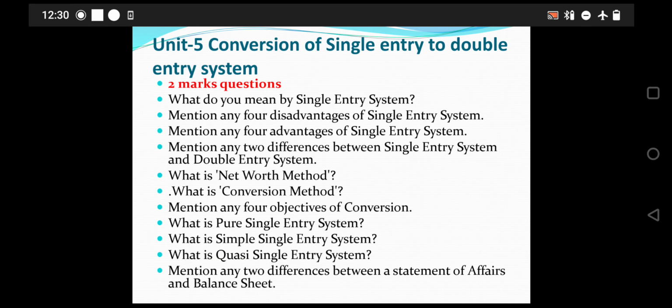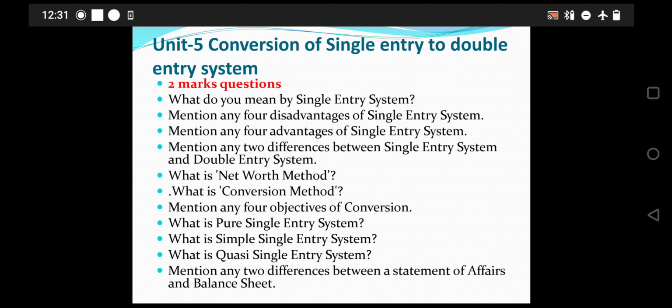For example, if I am preparing the total debtors account, I can prepare it to know 4 different pieces of information. First one is either the credit sales, the opening balance of debtors, the closing balance of debtors, or the amount which I received from the debtors in that particular period. So for each and every account, the conversion method is the most frequently used method.